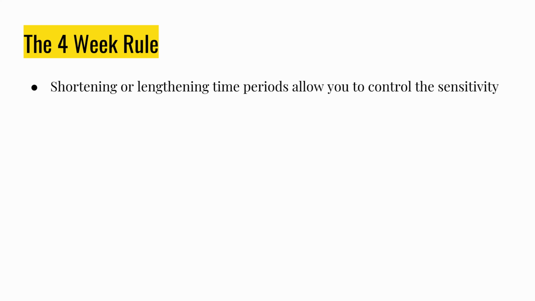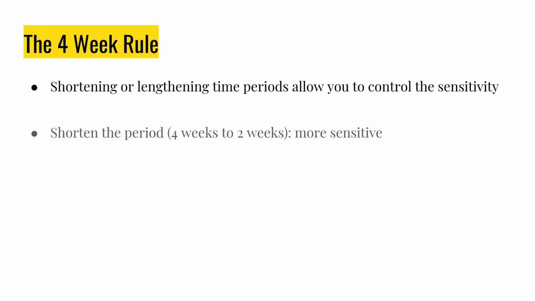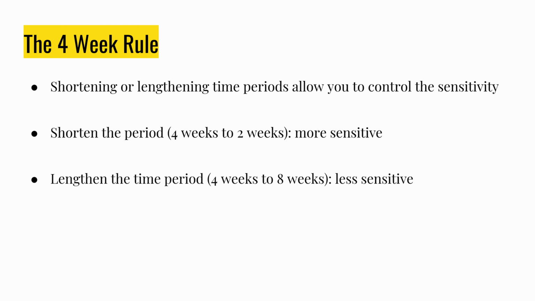Like with many financial indicators, the 4-week rule can be adapted. Shortening or lengthening the time periods allows you to control the sensitivity. For instance, if you shorten the period from 4 weeks to 2 weeks, it produces a more sensitive buy or sell signal. On the other hand, if you lengthen the time period from 4 weeks to 8 weeks, you have a less sensitive buy or sell signal.